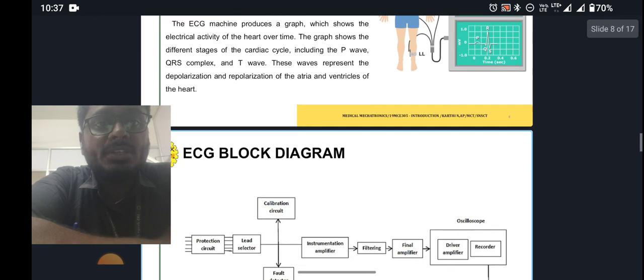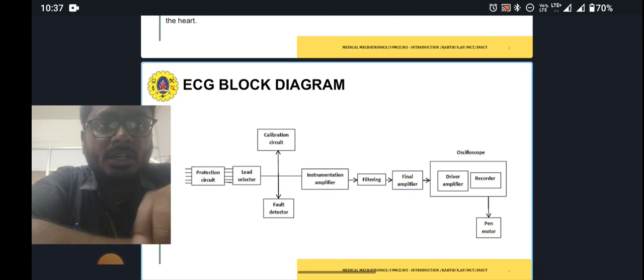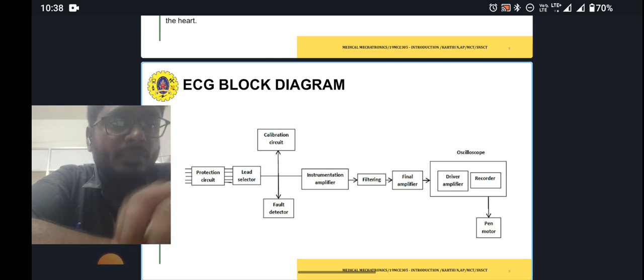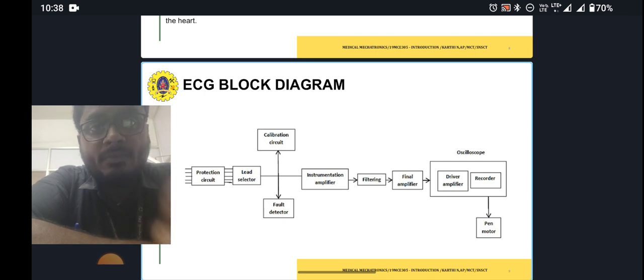We can see a block diagram of the ECG, which includes the protection circuit and lead selector. Through the lead selector, we can get two circuits, a fault detector and a calibration circuit, through which we can connect the instrumentation amplifier. Through the amplifier we can connect to the filtering stage to filter the unwanted signals from the heart, and also to the final amplifier to convert the low frequency into high frequency, through which we can connect it to the oscilloscope, which consists of a driver amplifier, recorder and a pen motor. The pen motor is the main component which draws the graph of the electrical signal coming from the heart, which in turn we can read as the PQRST wave.